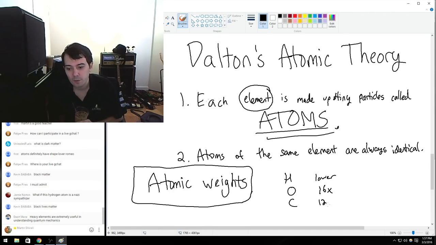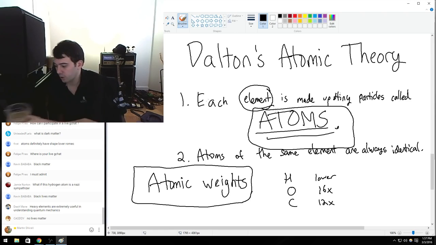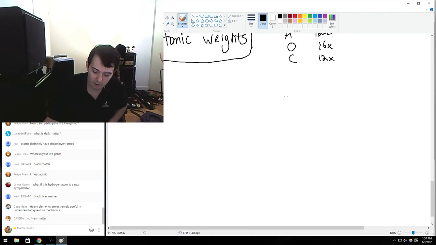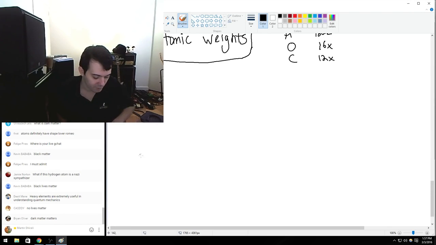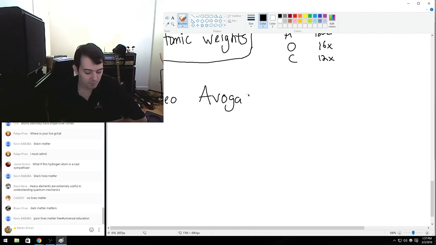And carbon's about 12 times that of hydrogen. So he started to understand that these atoms were real, and they had weights. And it took a while for this to continue, so let's talk a little bit more about what happened. Well, there was a guy who came around named Avogadro, Amadeo Avogadro, who was also one of the most important chemists who ever lived, and he was a contemporary of Dalton's.